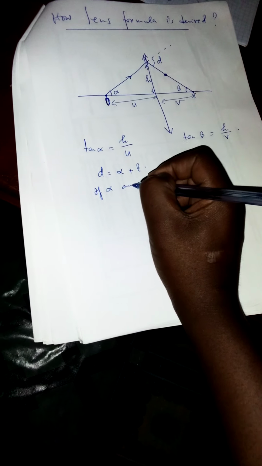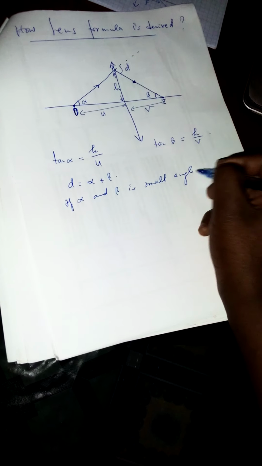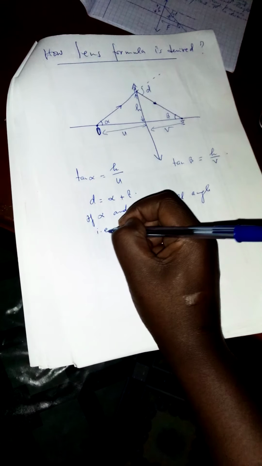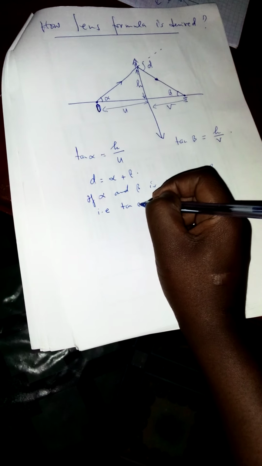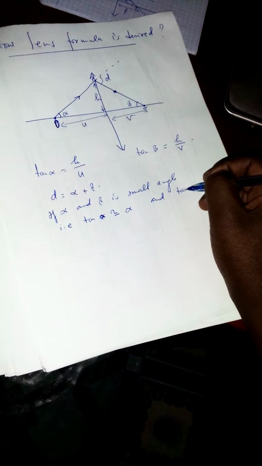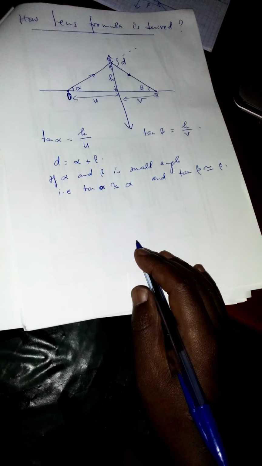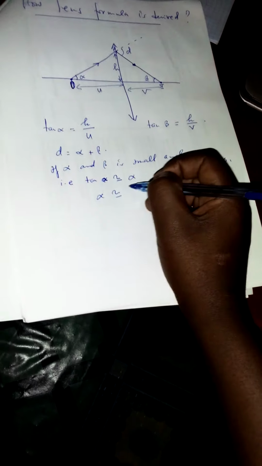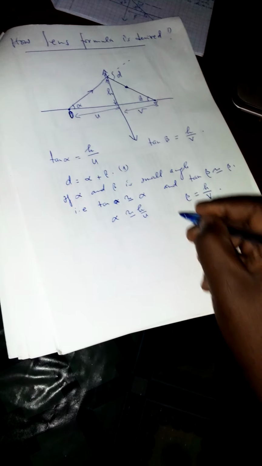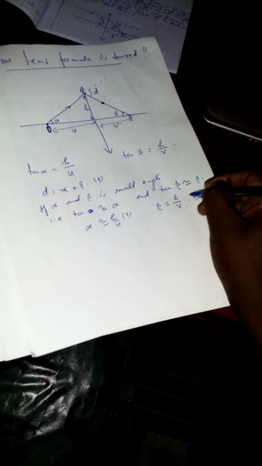Also we have to consider that alpha and beta are small angles, meaning that tan alpha is approximately alpha, and tan beta also is approximately beta. This means that alpha is approximately equal to H over U, and beta is approximately H over V. So this is equation number 2. This is equation number 3.